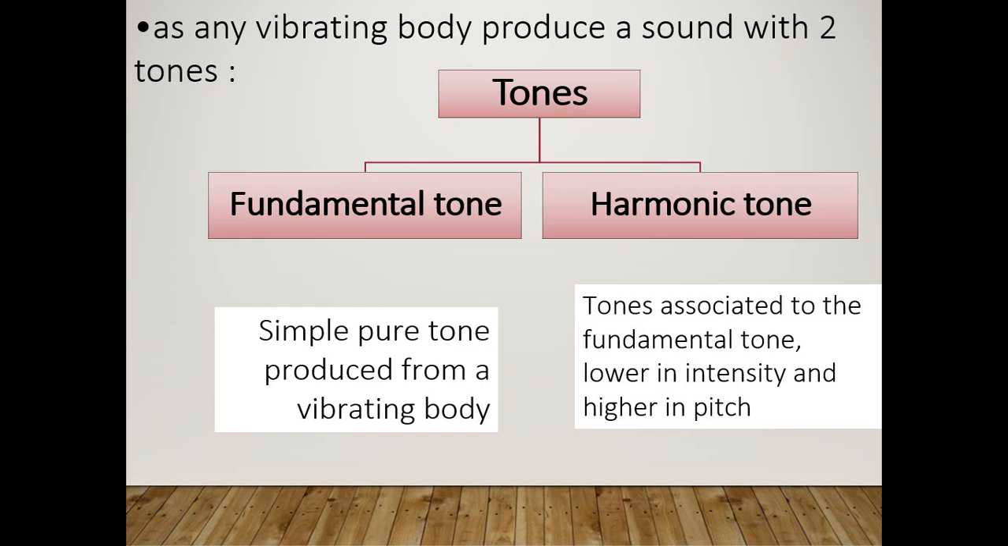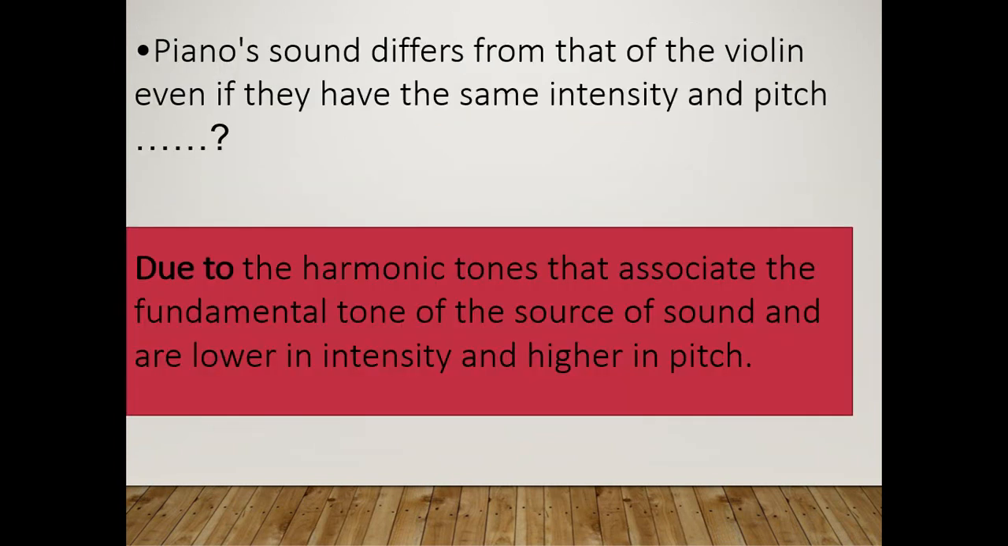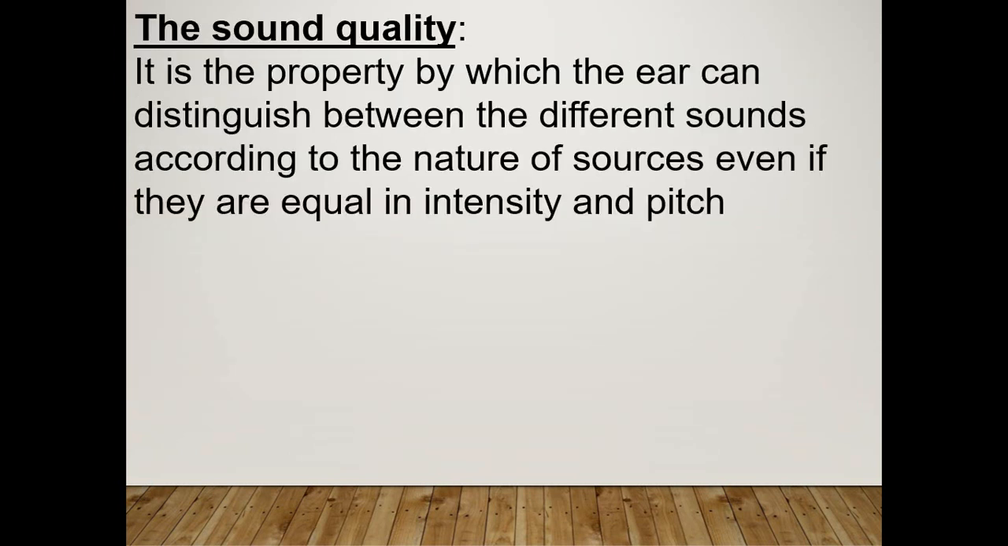Piano sounds differ from the violin, even if they have the same intensity and pitch. Why? Because the harmonic tones associated with the fundamental tone of the source are higher in pitch and lower in intensity. So we can define sound quality as the property by which the ear can distinguish between different sounds according to the nature of their sources, even if they are equal in intensity and pitch.